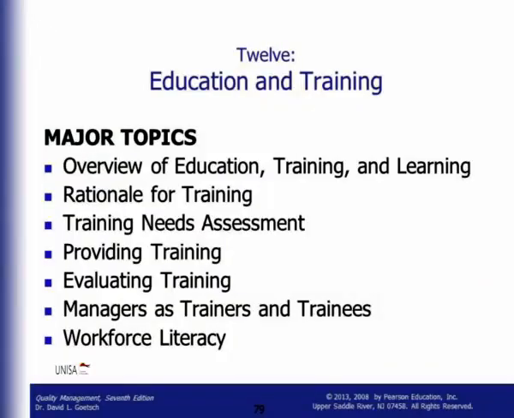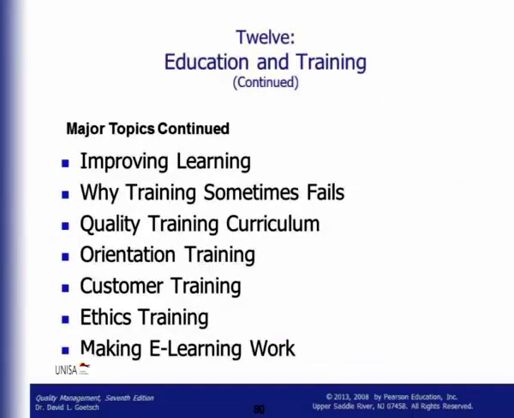Okay, we are now doing chapter 12, which is called Education and Training. Some of the major topics in this chapter are the overview of education, training and learning, rationale for training, training needs assessment, providing training, evaluating training, managers as trainers and trainees, workforce literacy, improving learning, why training sometimes fails, quality training curriculum, orientation training, customer training, ethics training, making e-learning work.